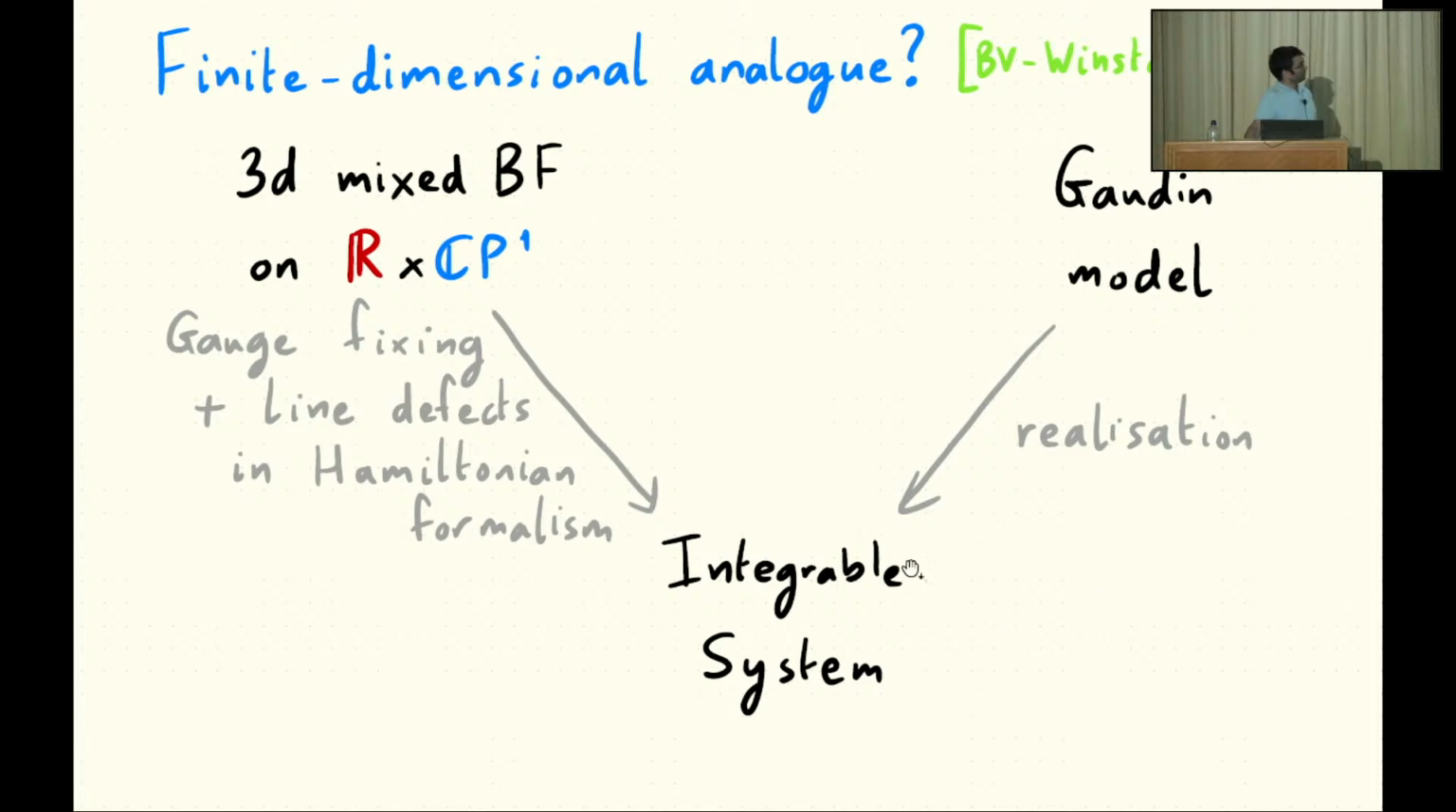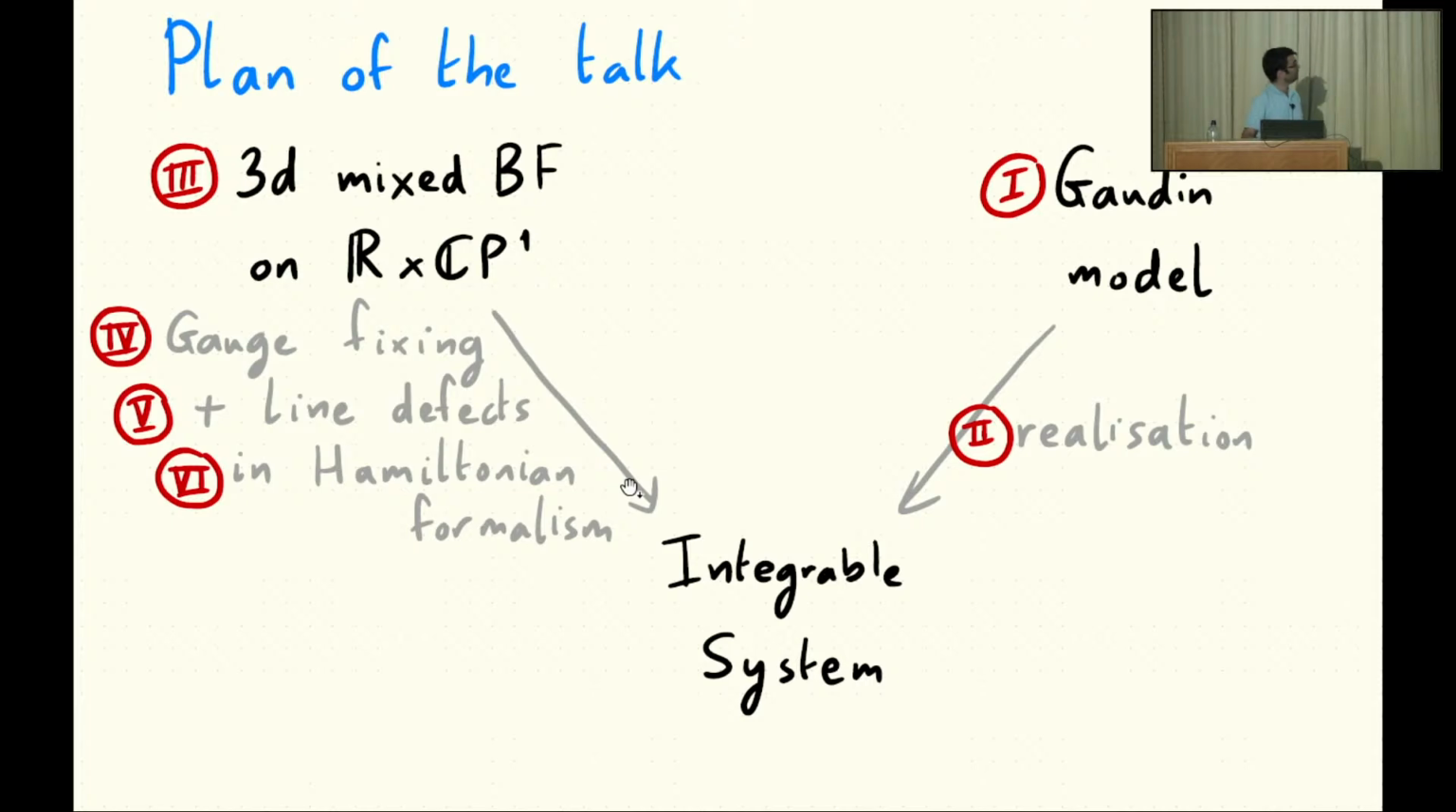And the resulting integrable system is a finite dimensional integrable system. Okay, so I'll explain how 3D mixed BF theory on R cross CP1 can be used in the same way as 4D Chern-Simons to construct such Gaudin models. Okay, so the plan of my talk is this picture.